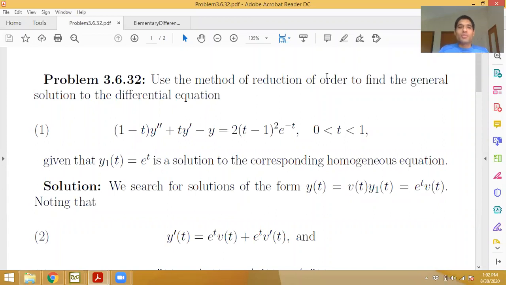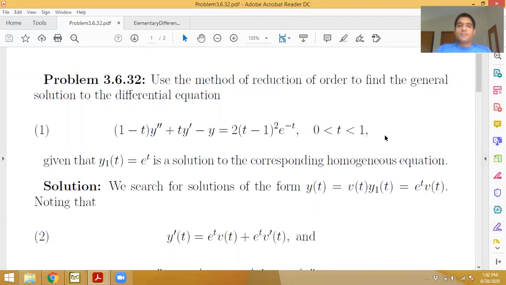Today we're going to do problem 32 from section 6 of chapter 3 of the 10th edition of Boyce and DiPrima. So we want to solve the differential equation given to us in equation 1, namely that (1 - t) y'' + t y' - y = 2(t - 1)^2 e^(-t), and we're solving it on the interval t between 0 and 1.